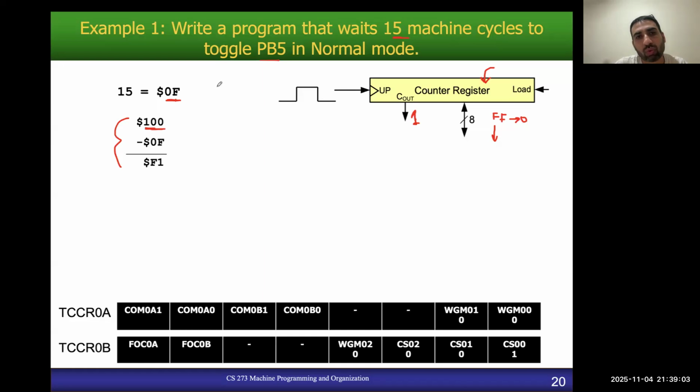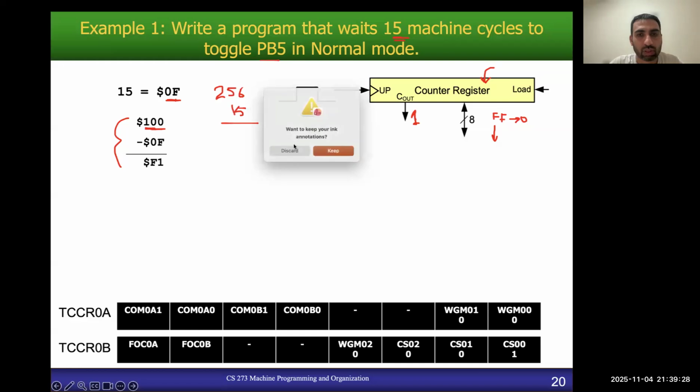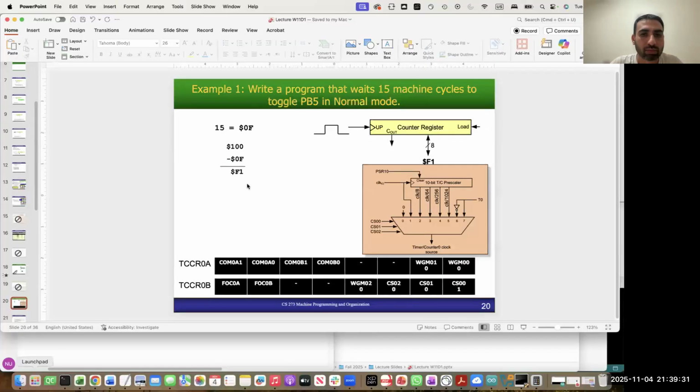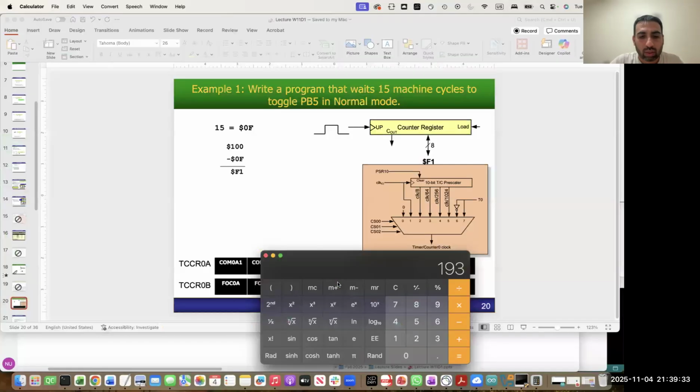So what is the maximum value? 255, which we can hold. But what are the total different numbers which you can hold? They are 256, because we are starting from 0, right? So you need 15 machine cycles. So you subtract 15 from this one. When you subtract 15, what will you get? I'm so bad at doing the math. Let me do it on the calculator. 256 minus 15, 241, right?